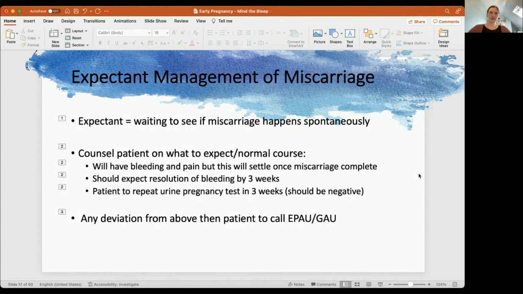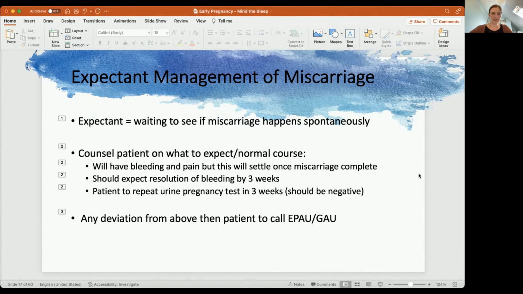So expectant management is essentially just waiting to see if the miscarriage happens spontaneously. Women will often choose this course, actually, especially if they're already bleeding. They may just want to wait and see what happens, which is fine. You just have to make sure they understand what's going to happen, so that they will have bleeding and pain. Essentially, once the miscarriage is complete, this will settle.